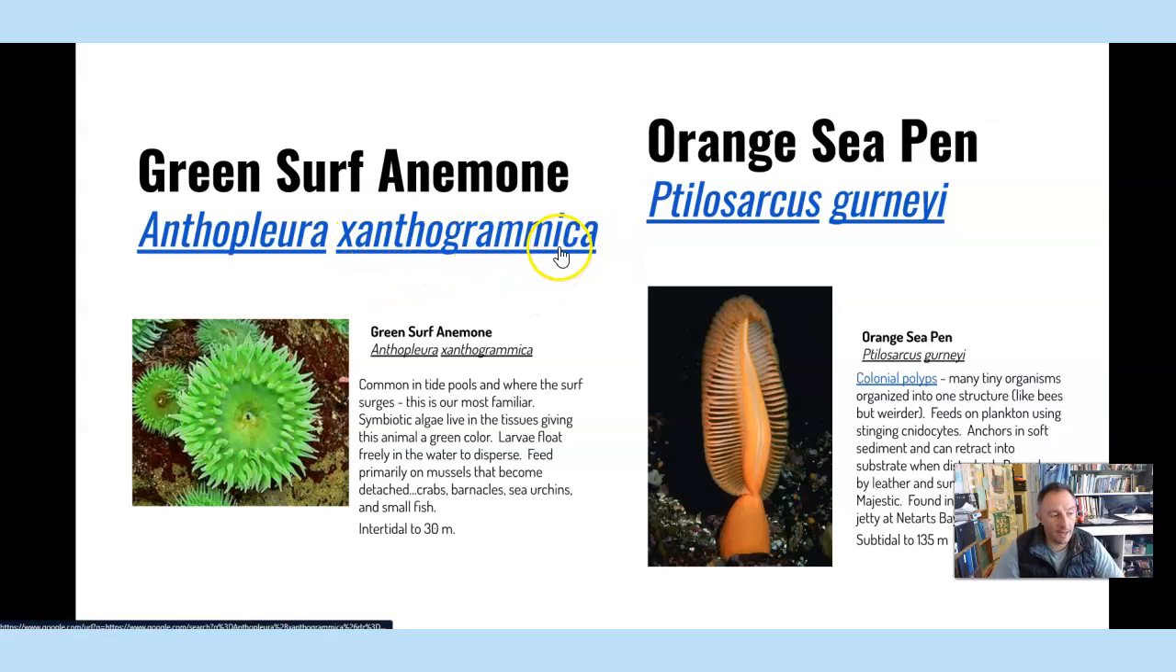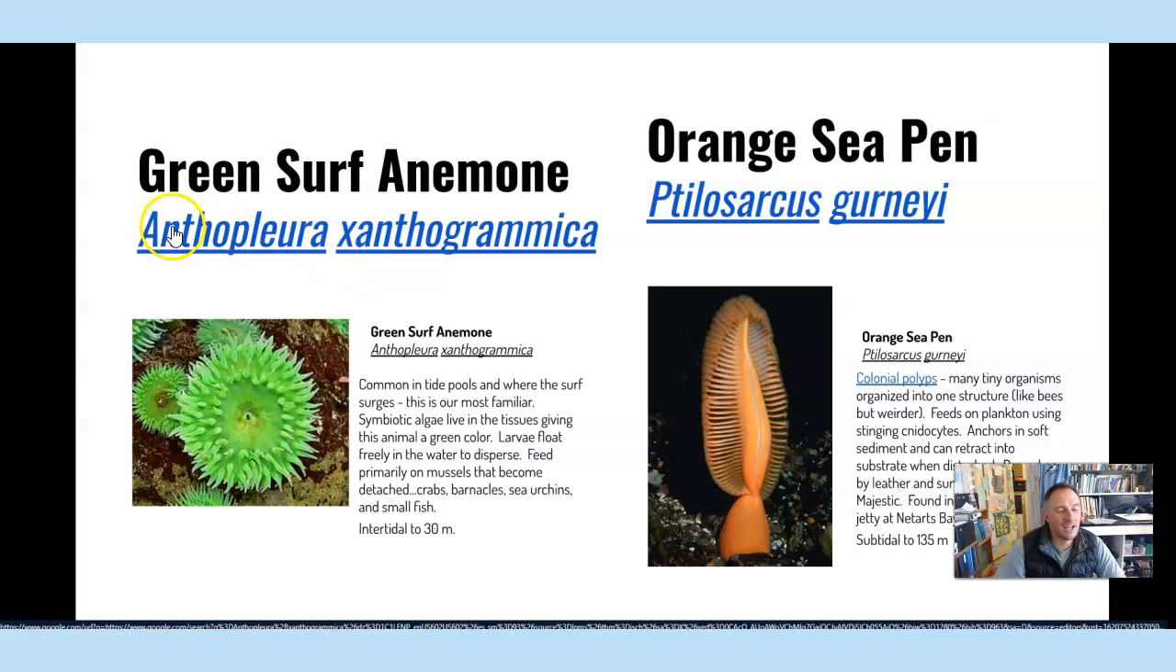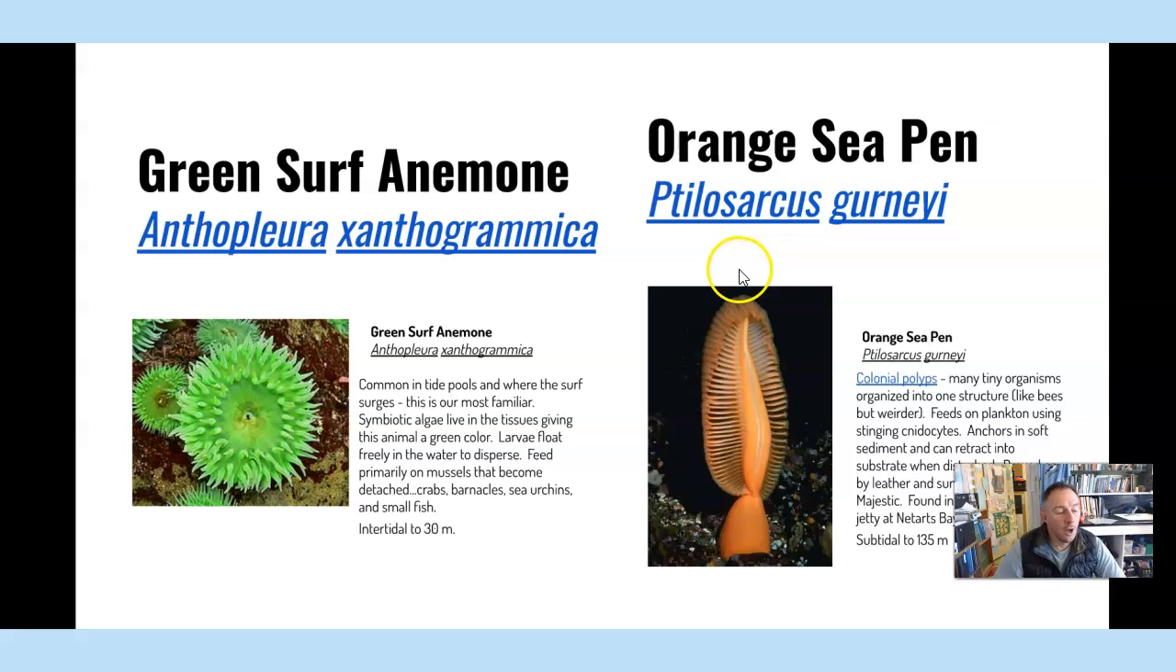Xanthogrammica. So, genus Anthopleura, species xanthogrammica. Remember when you're writing these to capitalize the genus but keep the species lowercase. That's one of the rules. And we put them in italics and underline them as well, or one or the other, or do both.